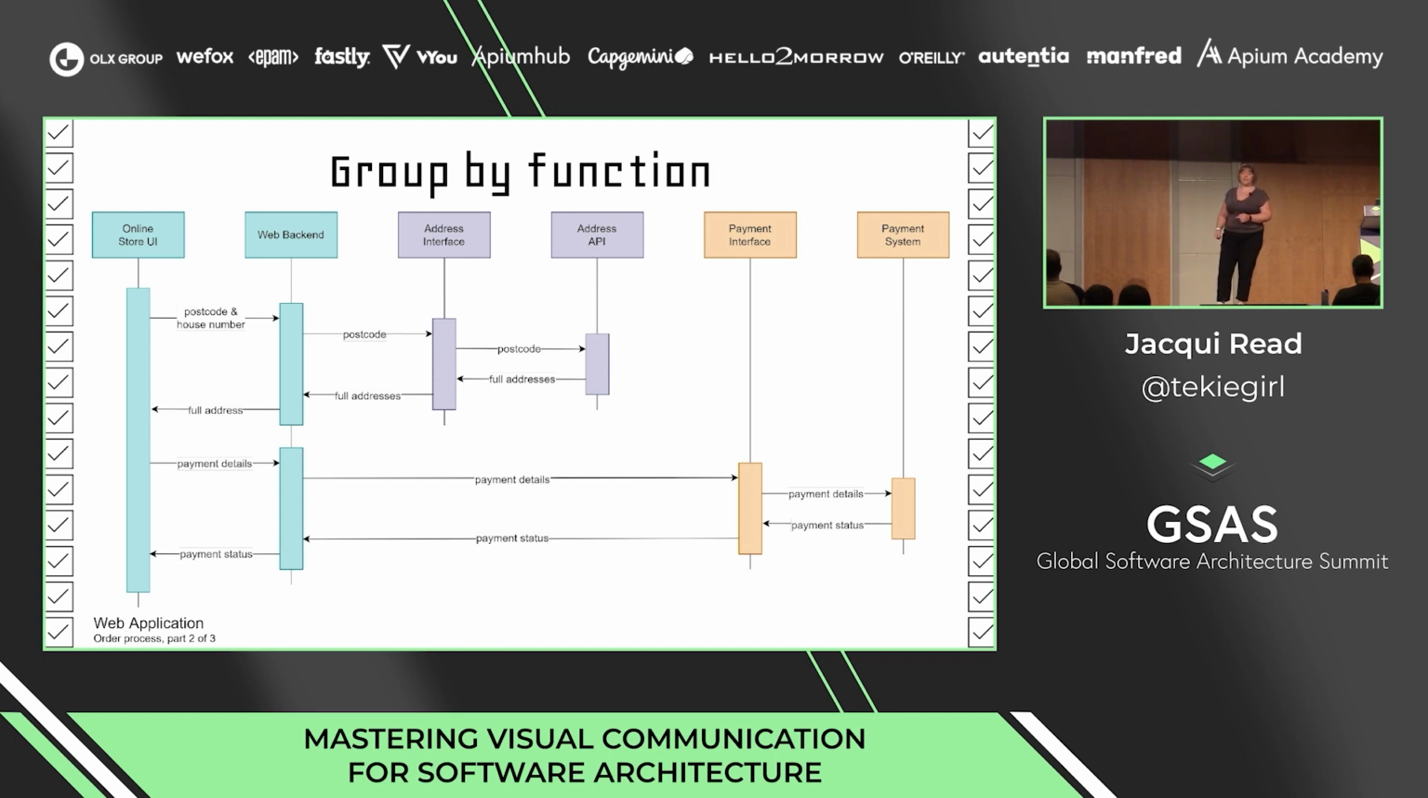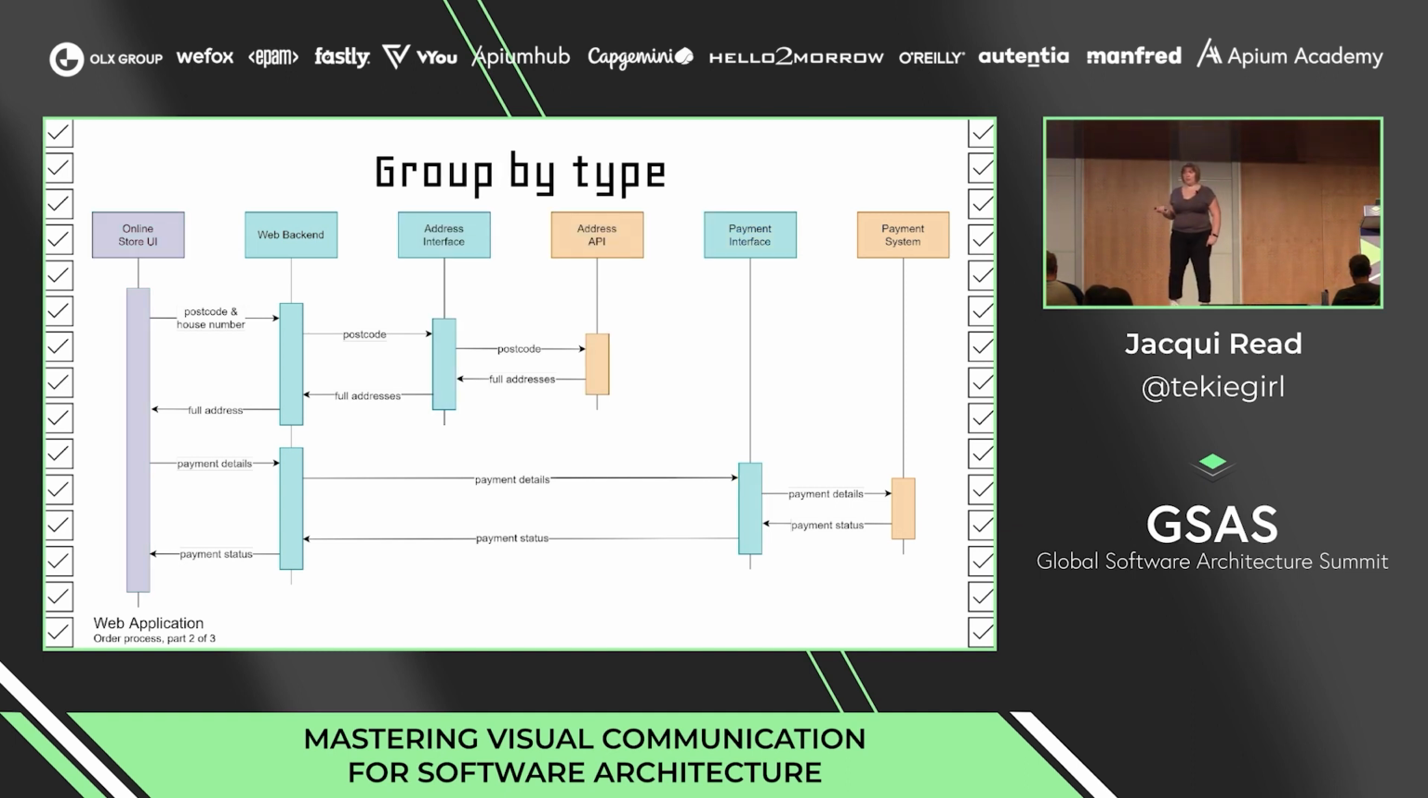orange ones. Let's see if I can get my thing back on. Right, so we've got the orange ones, and they are the sort of payment stuff. We've got purple for the address stuff, and then we've got this blue for the other one. You can do it more than one way.